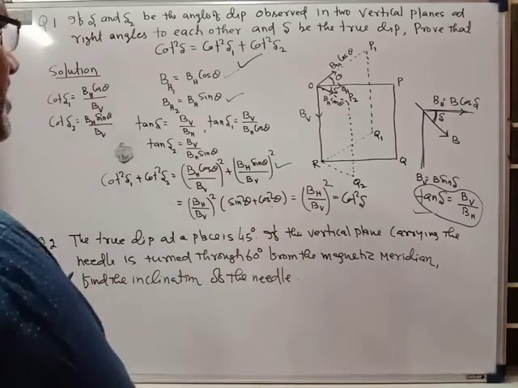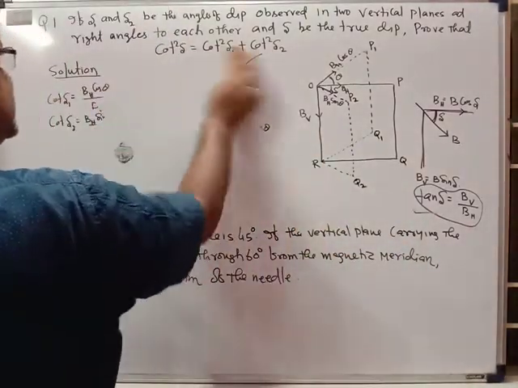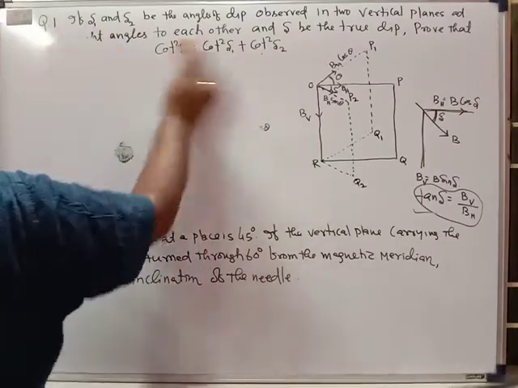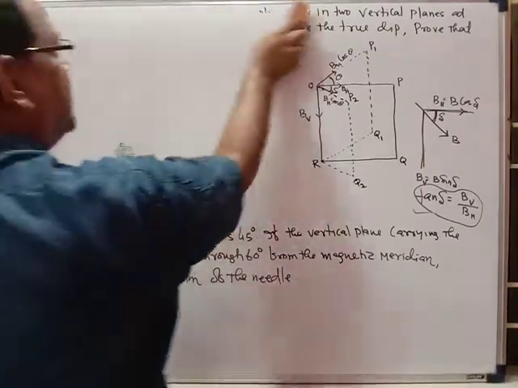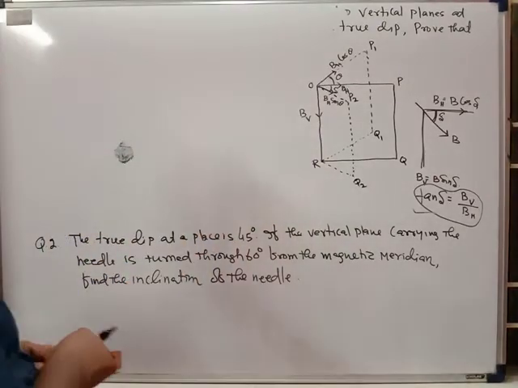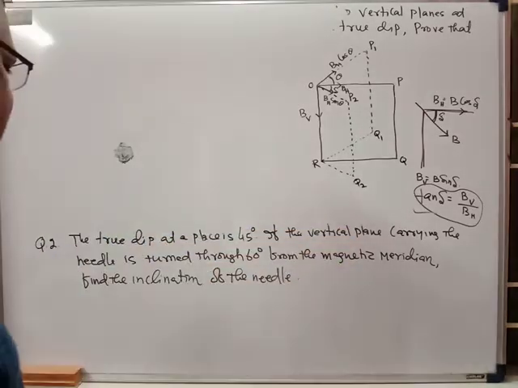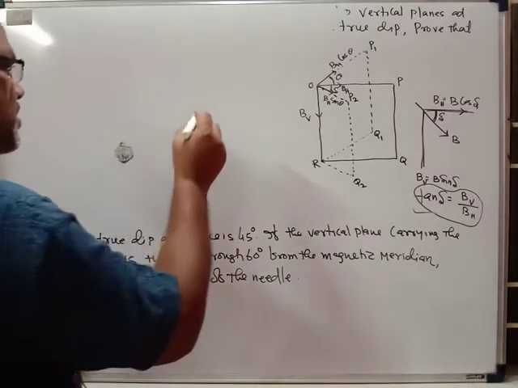The question number 2. If you think for the question number 2, what does the question number 2 tell? Just look at the question number 2. The true dip at a place is 45 degree. If the vertical plane carrying the needle is turned through 60 degree from the magnetic meridian, find the inclination of the needle. Same pattern, the true dip at a place is 45 degree.